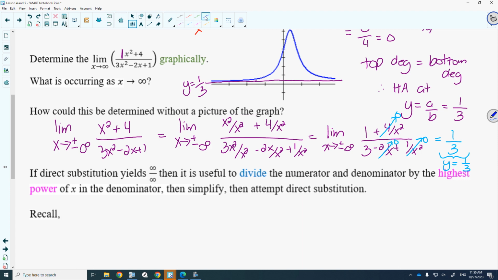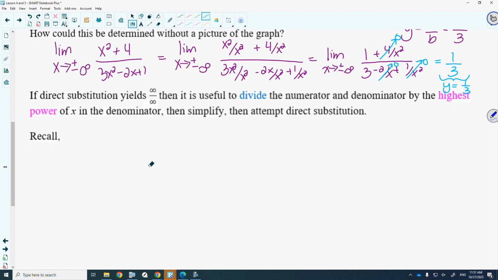As my graph approaches infinity from the right, my y values are going to approach 1/3. As my graph approaches negative infinity from the left, my y values are going to approach 1/3. Okay?